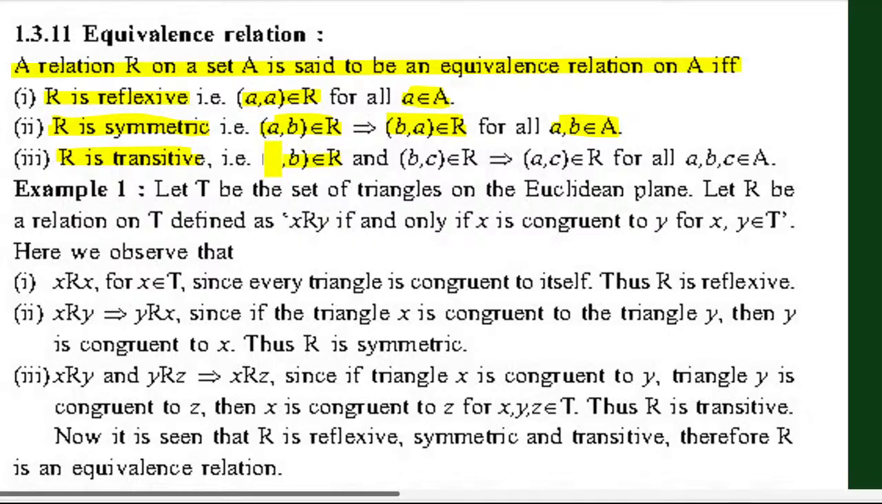(a, b) belongs to R, (b, c) belongs to R. This is transitive, right? So (a, c) belongs to R, for all a, b, c. So for a relation to be an equivalence relation, it must satisfy three conditions. One is that it should be reflexive, another it should be symmetric, and third it should be transitive.